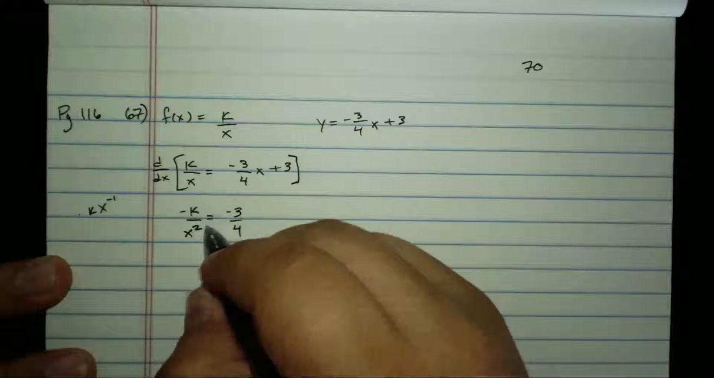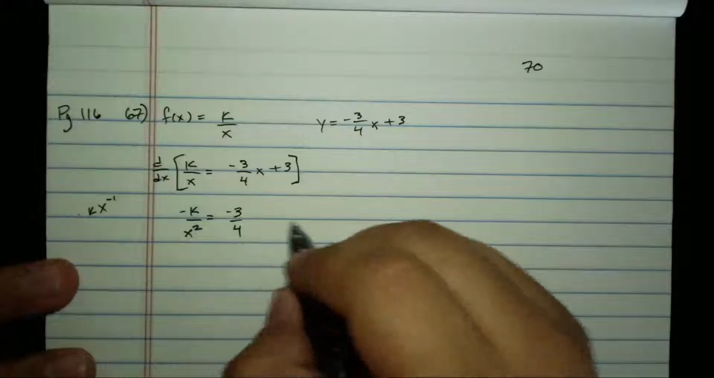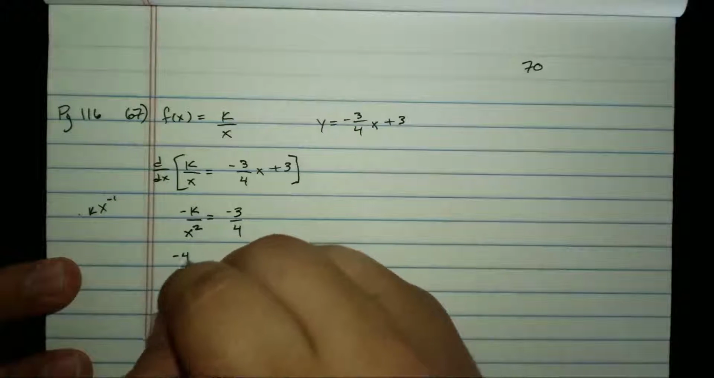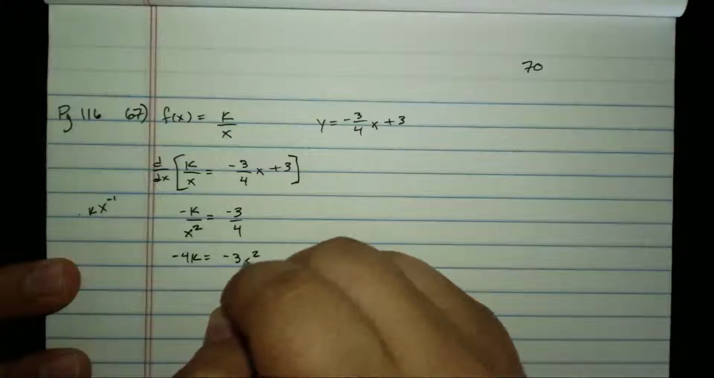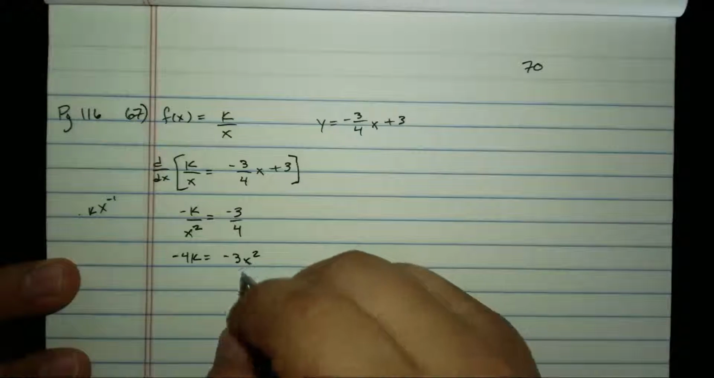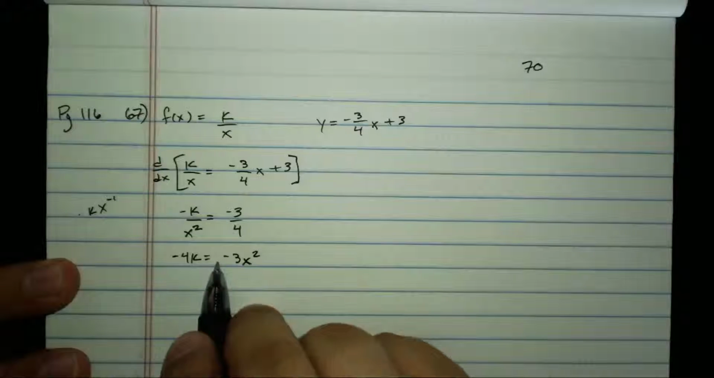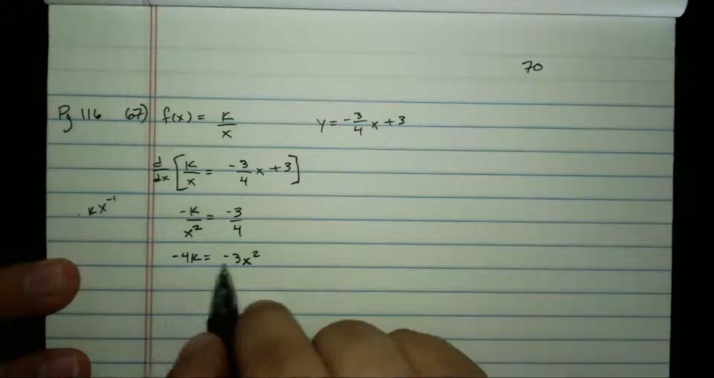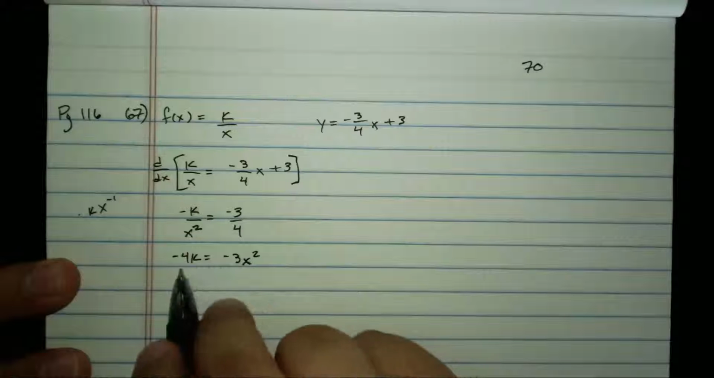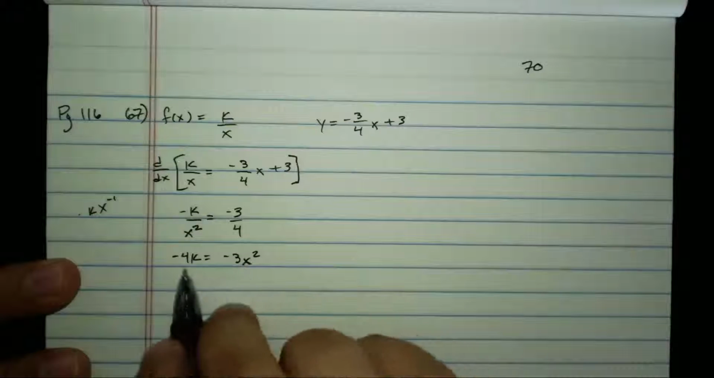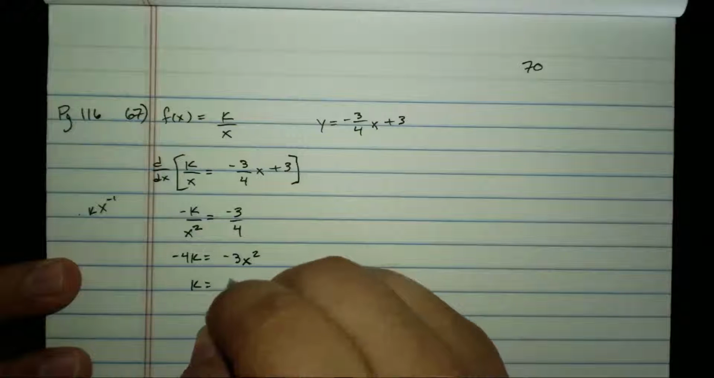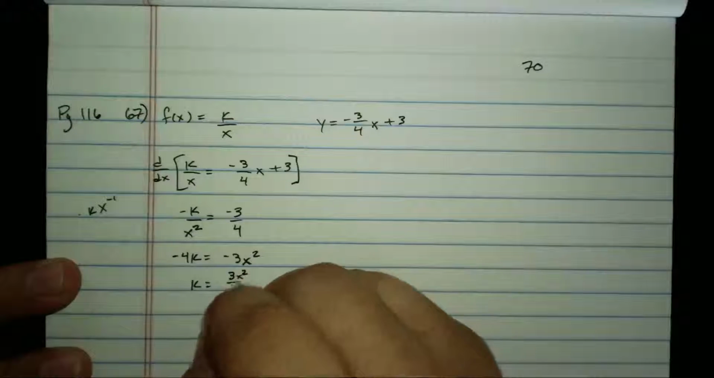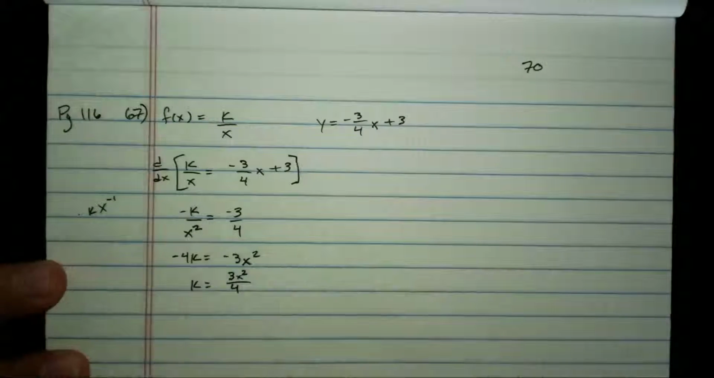Probably the quickest way in this case would be to cross multiply. So you get negative 4k is equal to negative 3x squared. Because you got these negatives on both sides, you can just say 4k equals 3x squared. Divide both sides by negative 4, so k is equal to 3x squared over 4, right?